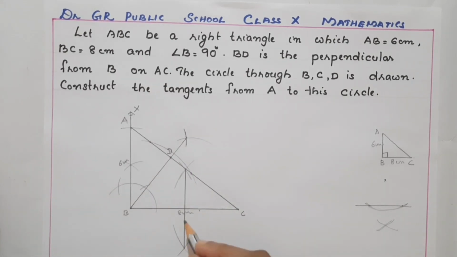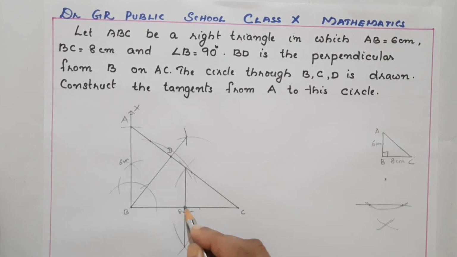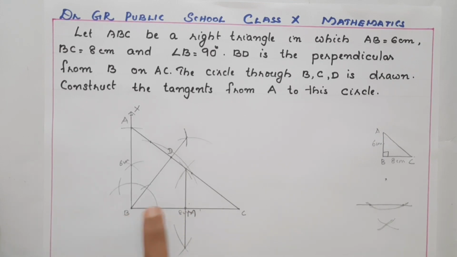Okay, now this is the midpoint of BC, that we will name as M. Now with M as center and BM or MC as radius, we have to draw the circle. If our construction is correct, surely it will pass through the point D. Okay, let's try.